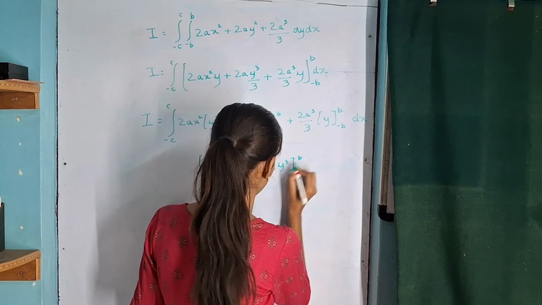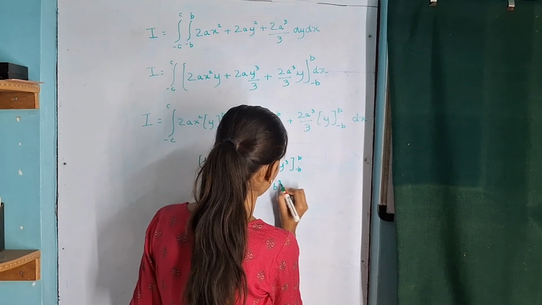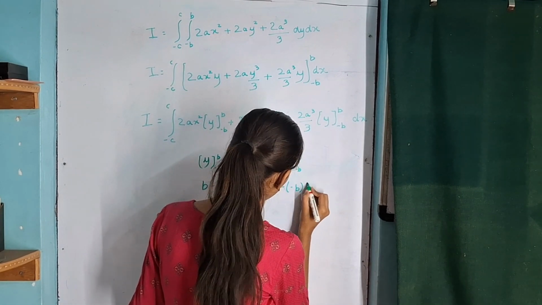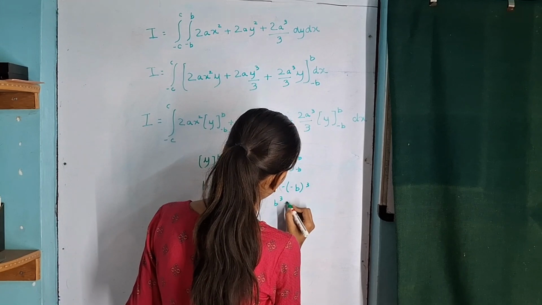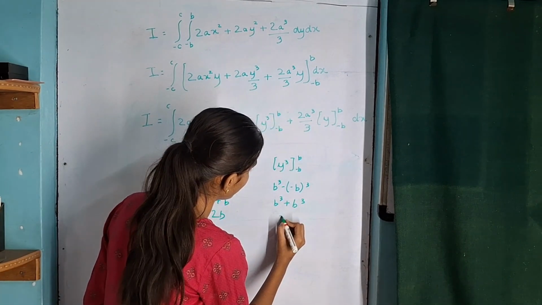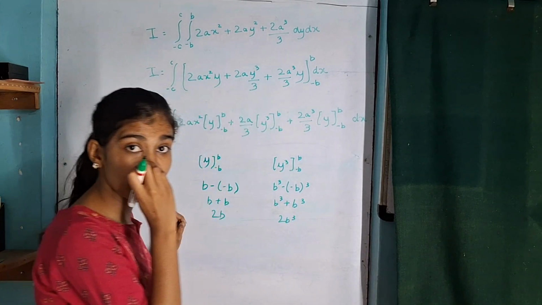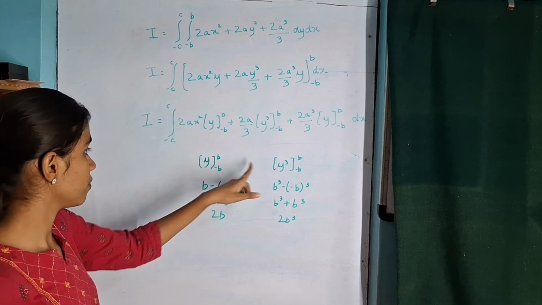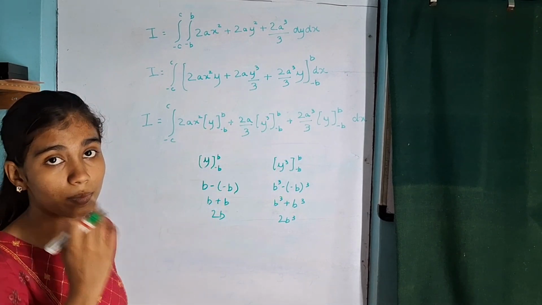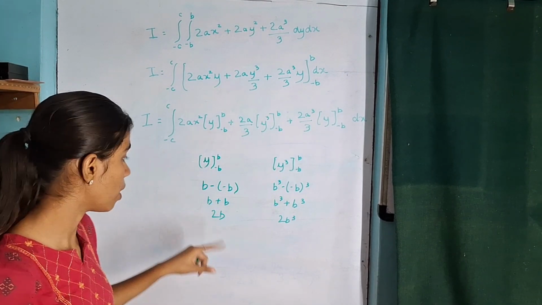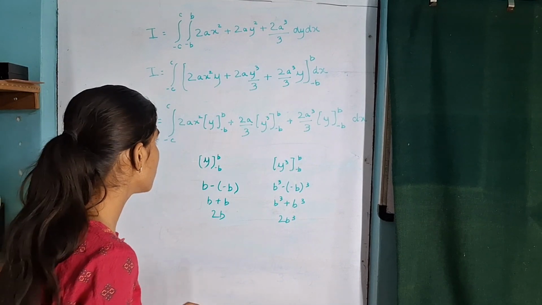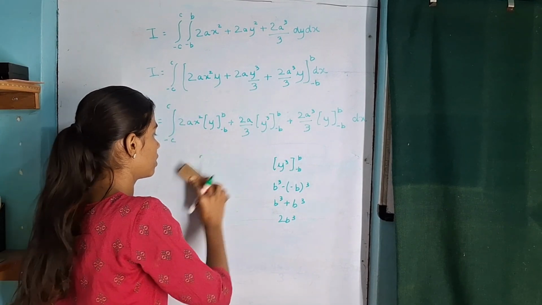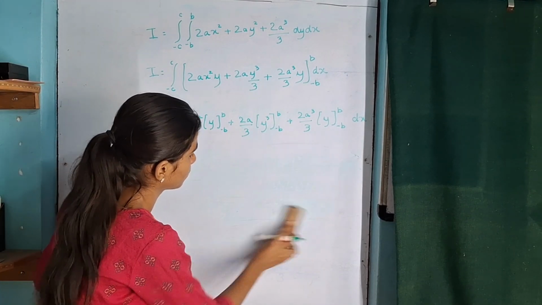Now we will just substitute. What is the upper limit? It's b cube minus of minus b cube. Then it becomes b cube plus b cube. It becomes 2b cube. Is it clear? See, for y and y cube, both the terms, I have shown you separately so that you understand how we get these values. Now those values will be substituted into your problem.